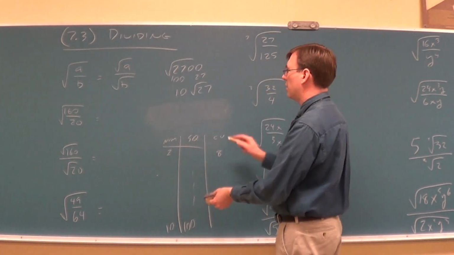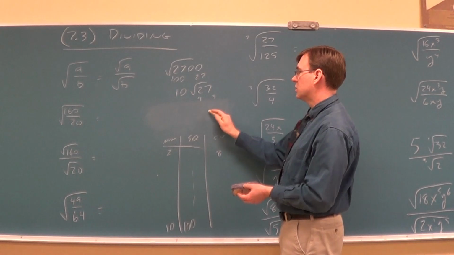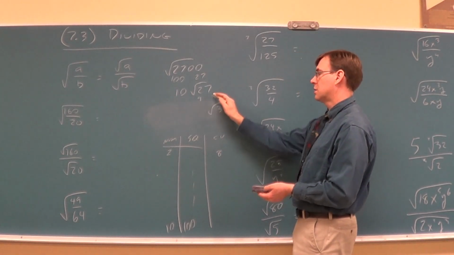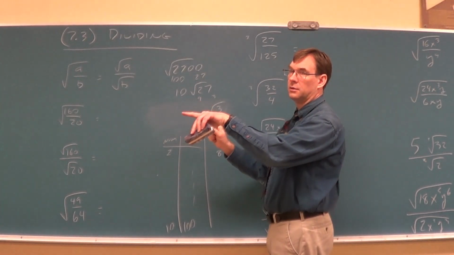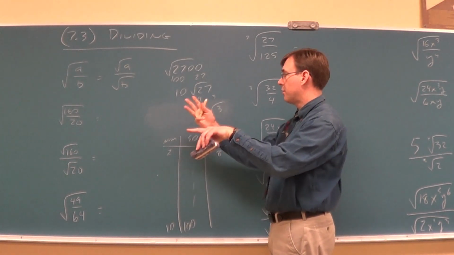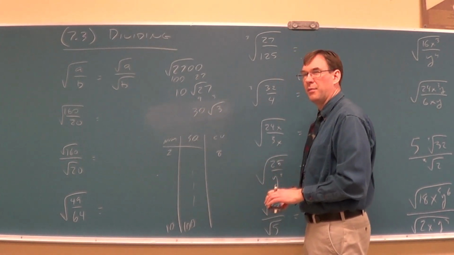Who on the square list could help you with 27? 9 goes 3. So you're stuck underneath with this 3. When 9 comes out, it becomes another 3, and it multiplies that 10. That would be a path to get up to the 30 square root of 3.